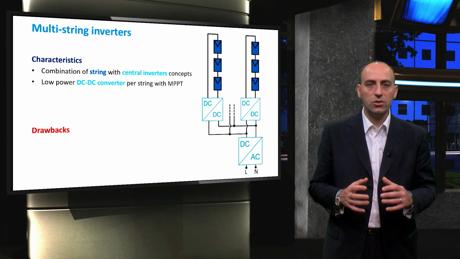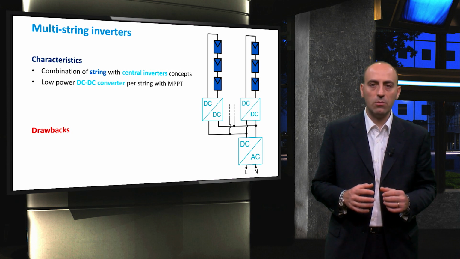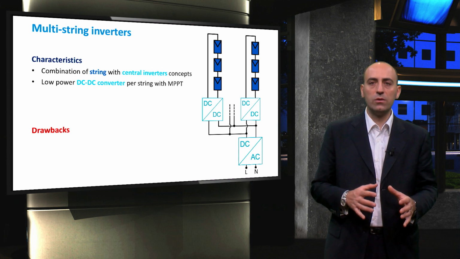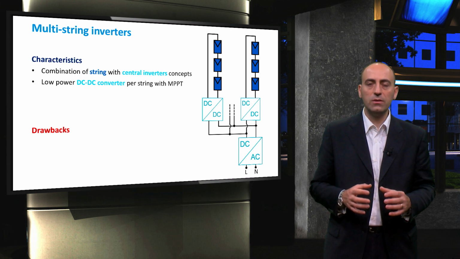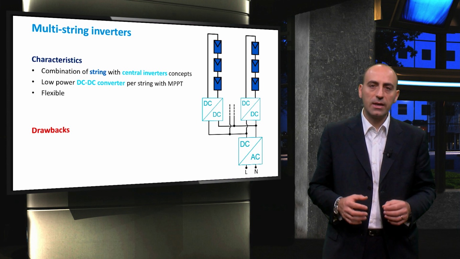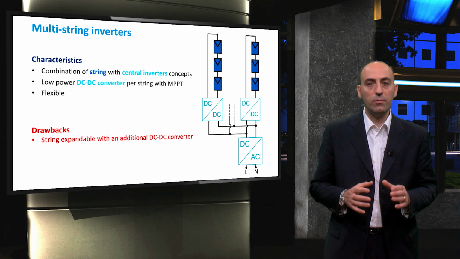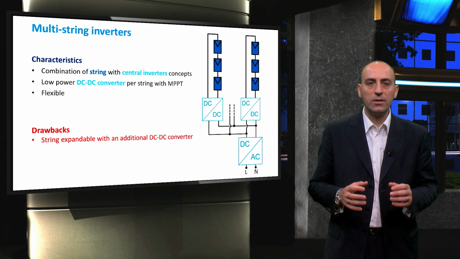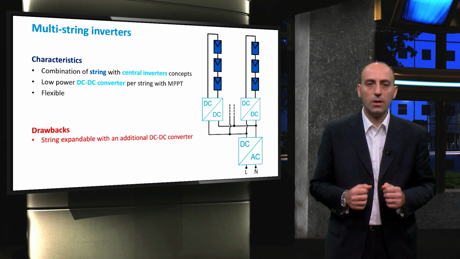So the main advantages of this architecture are that every string can operate at its maximum power point, and the optimizers operate at voltages close to the voltage of the string. Hence, the DC-DC conversion is very efficient, and the optimizers consume very little power. In this architecture, we can easily add additional strings, but not only do you have to be careful that the inverter can handle the additional power input, you also have to buy an additional DC-DC converter, which is a drawback.